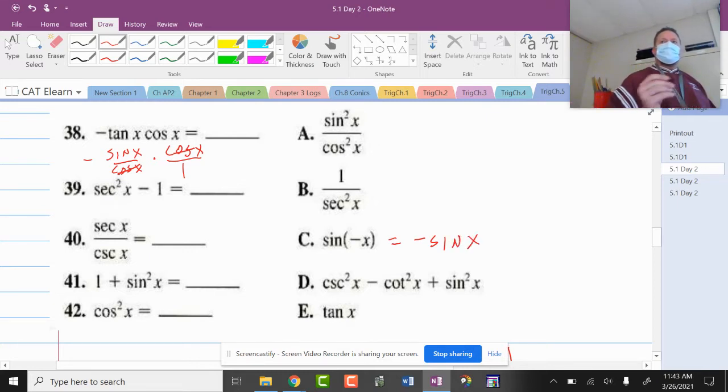Sine of negative x equals negative sine x. So this matches with C. Okay, and then not on my matching, but on this one, you do get the process of elimination. Okay, next one. Now I know secant squared is 1 over cosine squared. Does this help? Does this do anything?